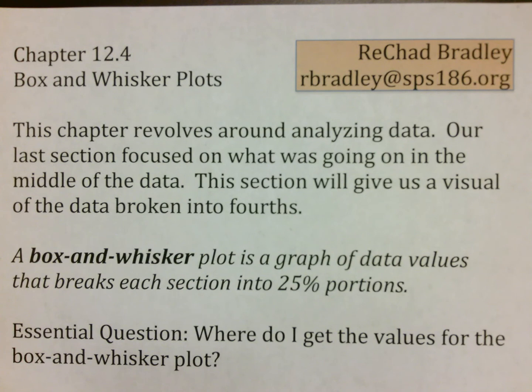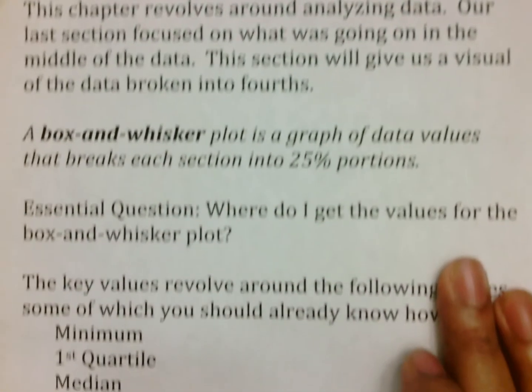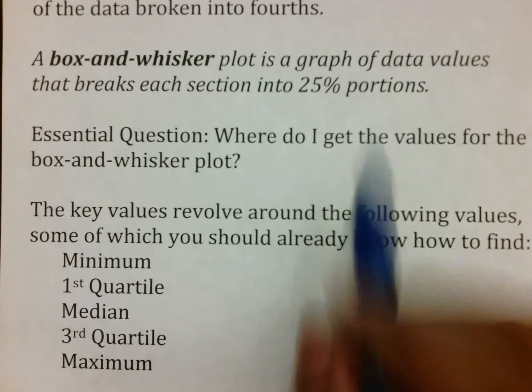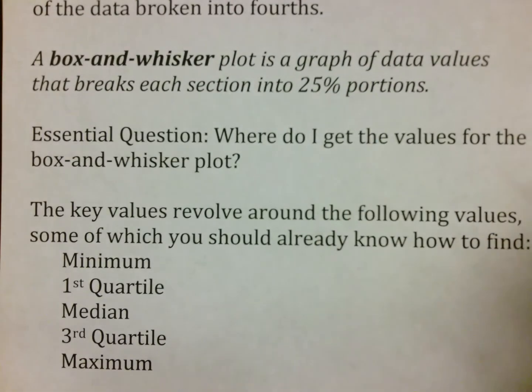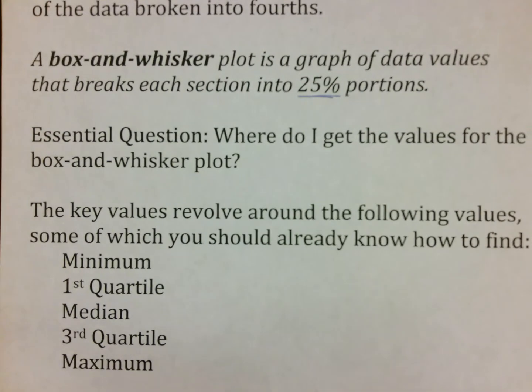Our last section focused on what was going on in the middle of the data. That's why they call it central tendencies. This is going to give us a visual of the data broken into fourths. A box and whisker plot is a graph of data values. It breaks each section into 25% portions. That's what I mean by fourths. Every portion of a box and whisker plot represents 25% of the information.